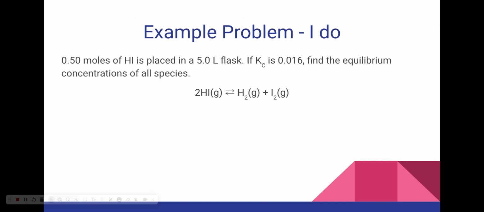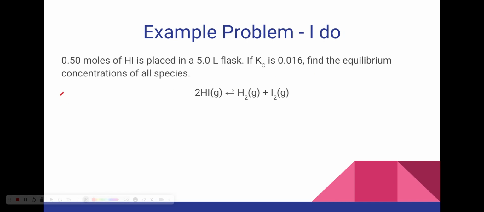We've got 0.50 moles of HI placed in a flask of 5 liters, and it tells us that Kc is 0.016. Find the equilibrium concentrations of all species. The first step that I like to do is briefly ensure that our chemical reaction is balanced, and you'll notice that it is. We've got 2 hydrogen on both sides of the equation, as well as 2 I's on both sides. So our chemical reaction is balanced, so we can proceed to writing our equilibrium expression.